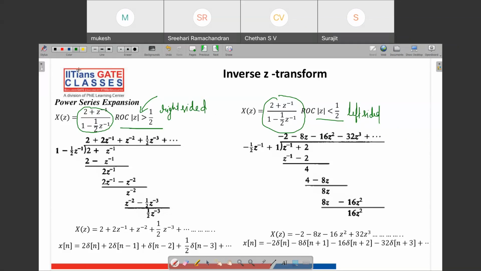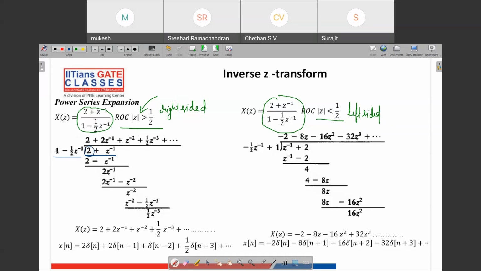Okay. So when you do this power expansion to find out the x of n for the right-sided signal, what you have to do is put the denominator in the descending order of the Z. And similarly, the numerator also you should put in the descending order, not the ascending order, and then do the polynomial division. I hope everyone knows what a polynomial division is.